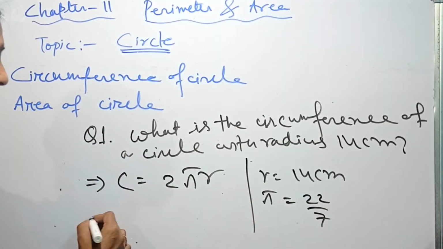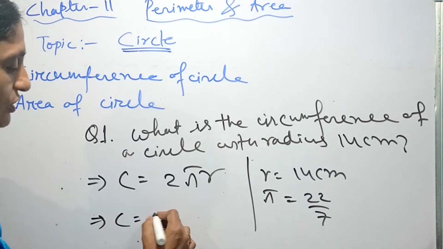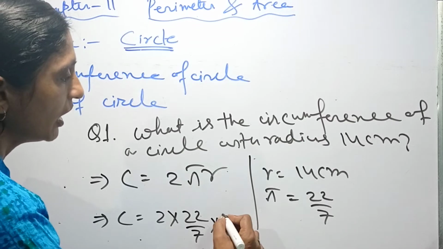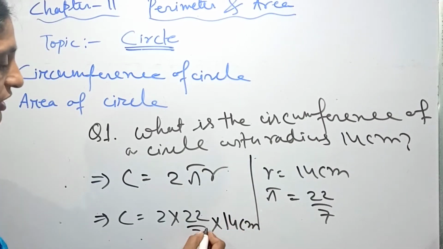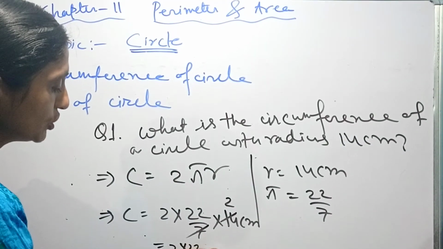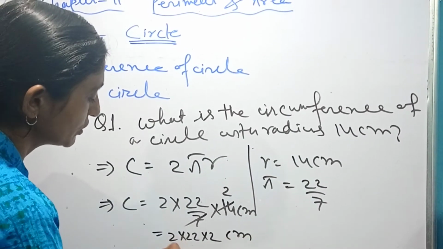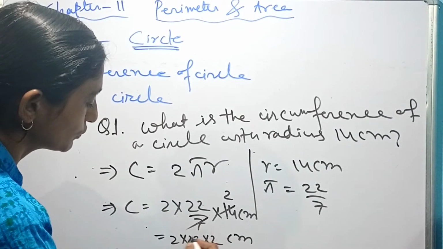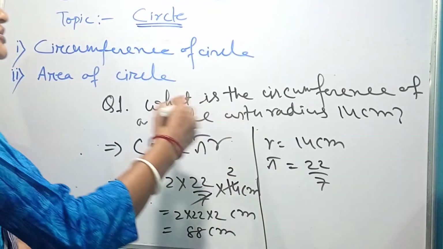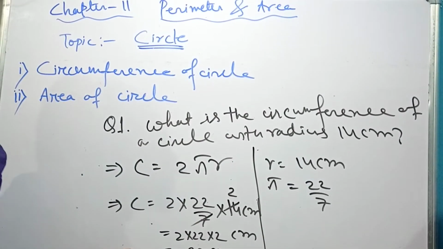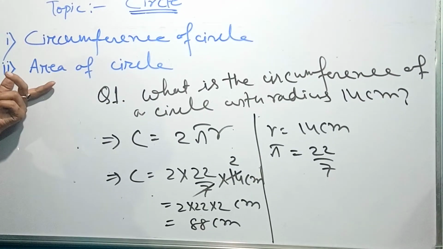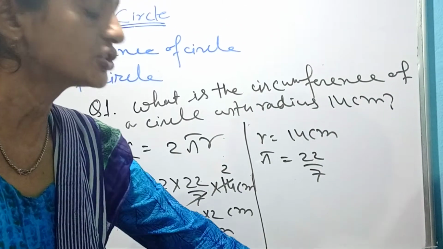So what will be the circumference? Circumference is equal to 2 into, in place of pi I put 22/7, and in place of r I put 14, centimeter. Let's cancel. Multiplying these numbers, it is 2 into 22 into 2 centimeter, that is 88 centimeter. So the circumference of this given circle will be 88 centimeter. I hope you can solve this kind of question. Let's come to the second part of this topic, that is the area of a circle.